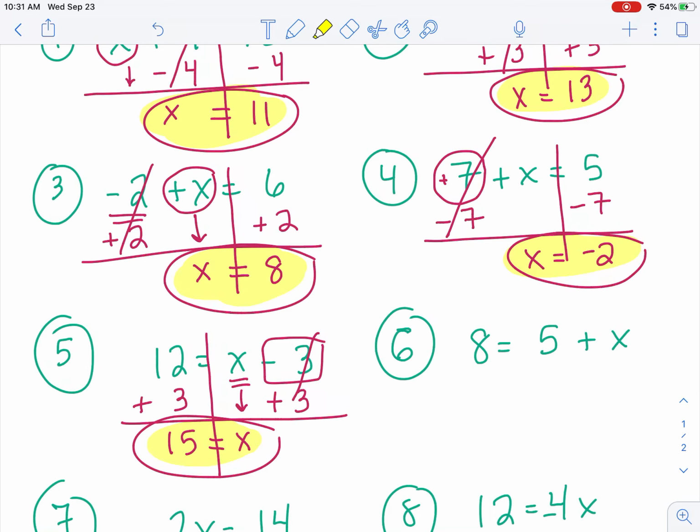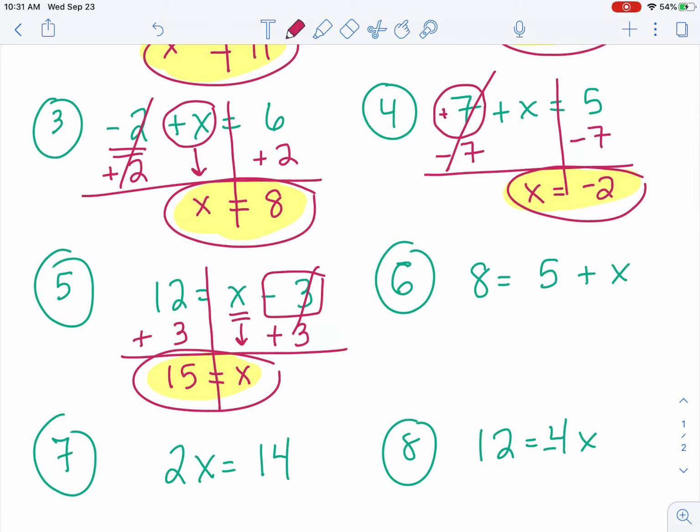Same with number 6. On number 6, I have the x on the right again, so I need to move the 5 to the left. Now remember, if there's nothing in front of it, we assume it's positive.